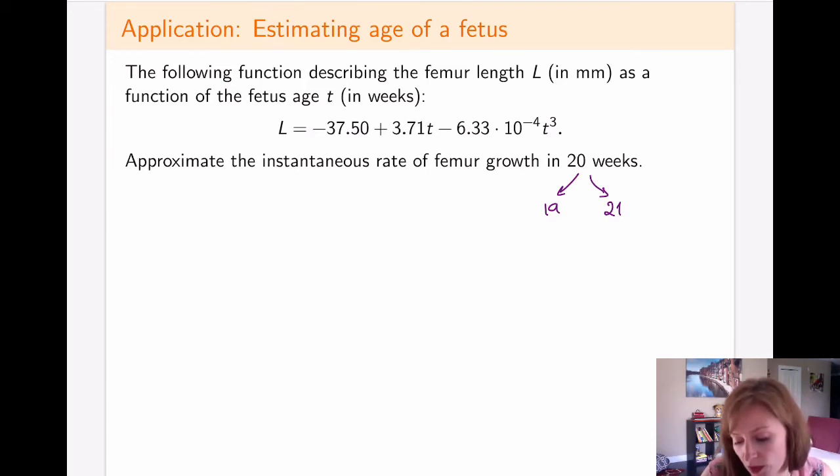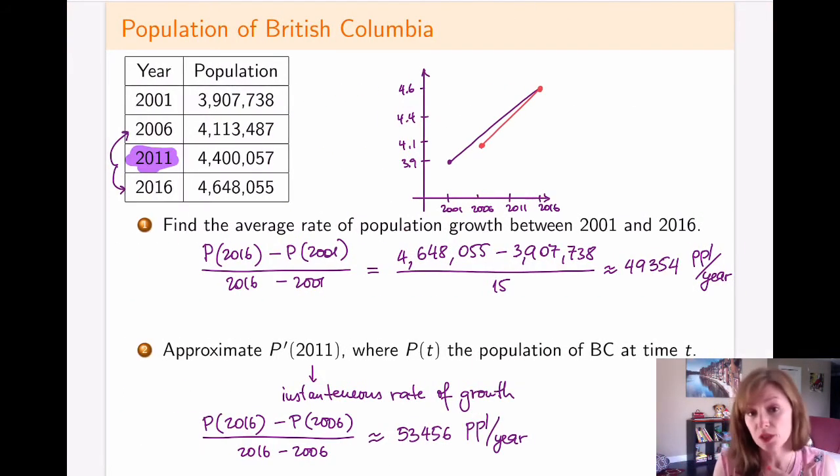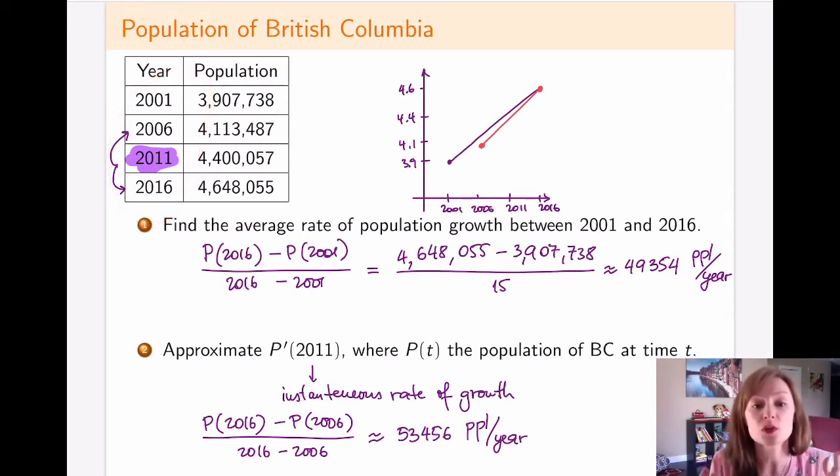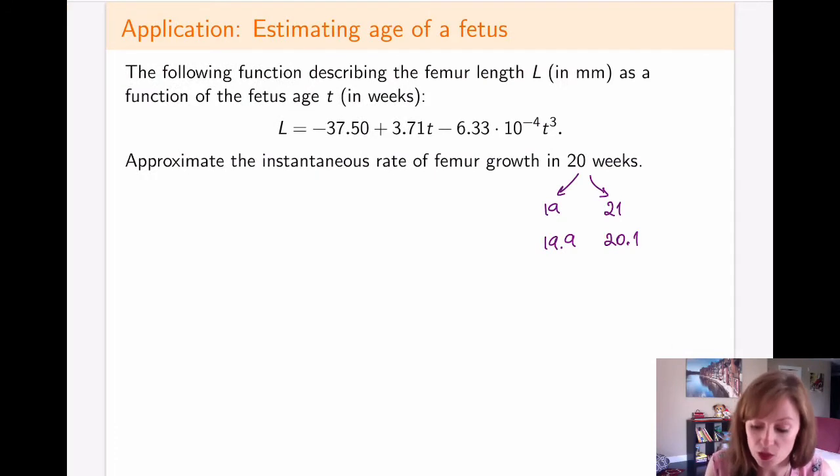So that average is going to be pretty close to instantaneous. But what about if I wanted to get closer still? So like 19.9 weeks and 20.1 weeks, or 19.99 weeks and so on. The formula gives me the freedom to get as close as I want, as opposed to the table in the previous example, where I was restricted to the numbers that have already been provided. Here, I can decide my own threshold for it, okay?